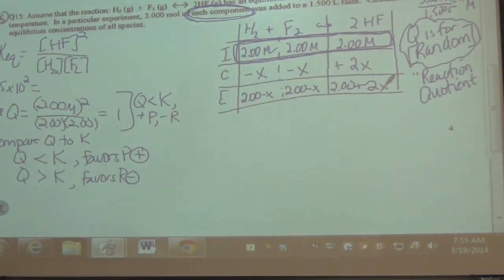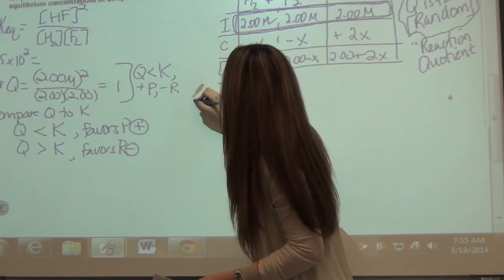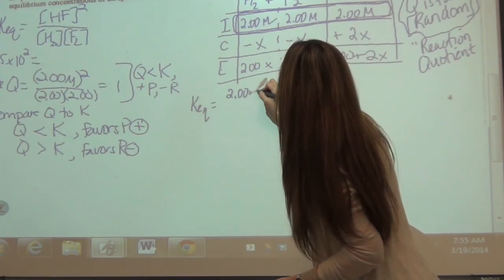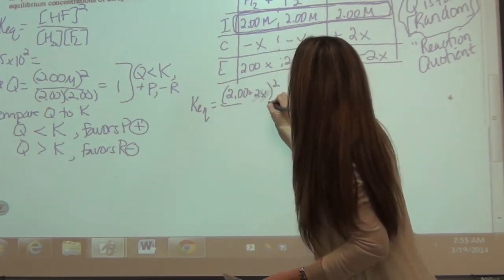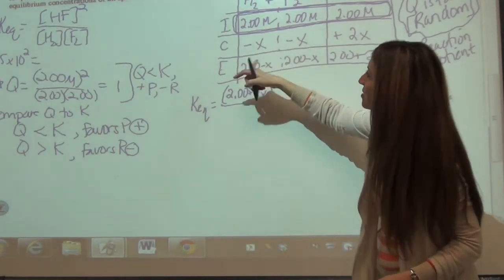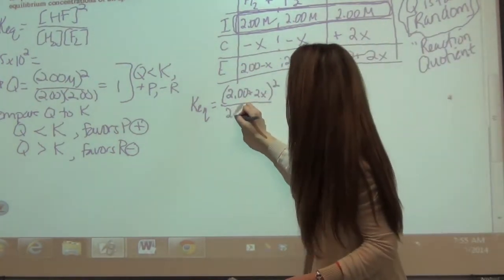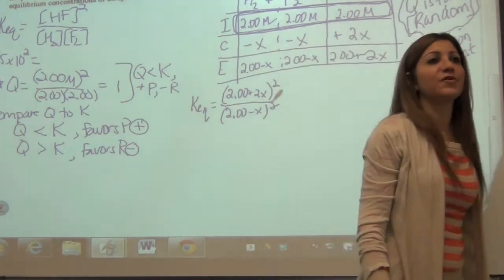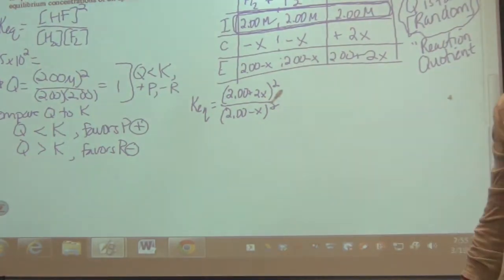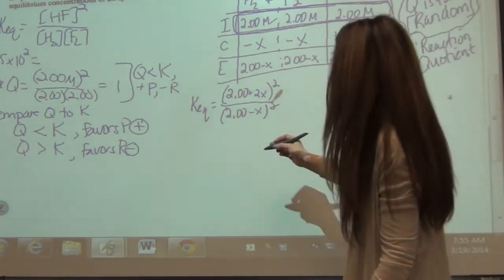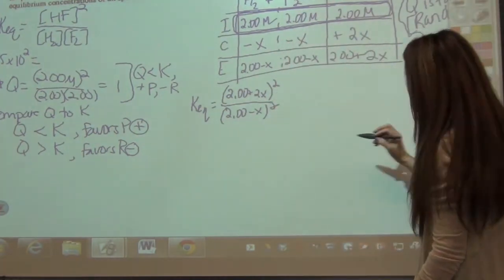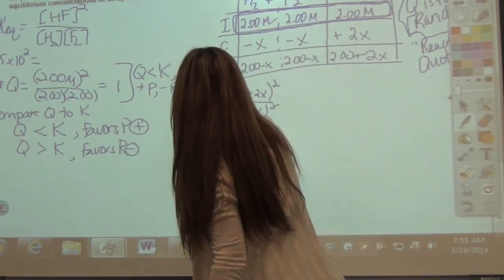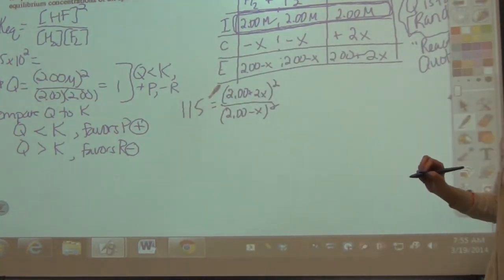So I've got KEQ is equal to HF squared, so I've got 2 plus 2X squared divided by 2 minus X times 2 minus X. So I'm just going to write 2 minus X squared. Do not forget what you've learned in math because it will help you tremendously. We already know KEQ, so I'm going to erase that and put my number in for KEQ, or you can do it on the right side. I know that my KEQ is equal to 115, or 1.15 times 10 to the second.